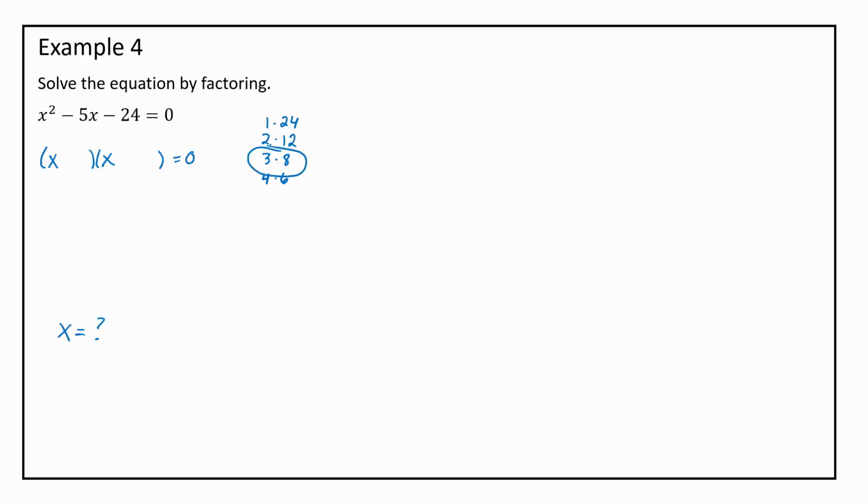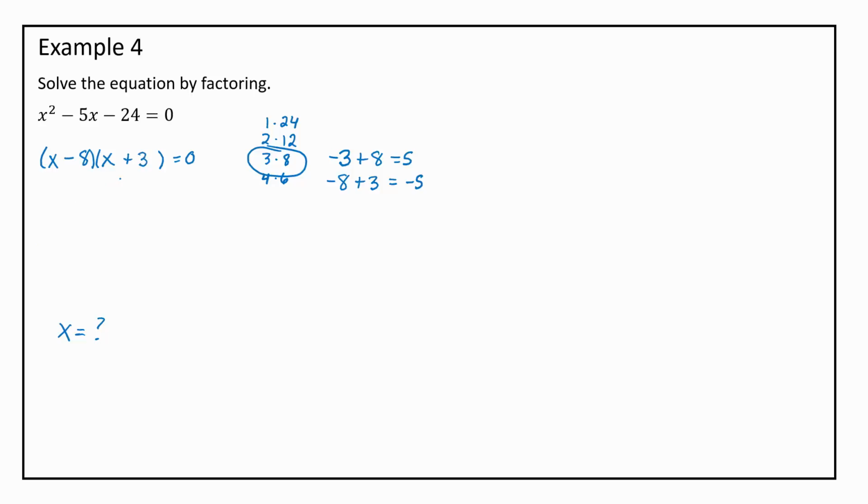3 and 8 are 5 apart, so that's probably our best bet. Is it that we want to do negative 3 plus 8, or do we want to do negative 8 plus 3? Which of those gives us a negative 5? It's the second one. We want the bigger number to be negative so that we get negative 5. So this is going to be minus 8 and plus 3.